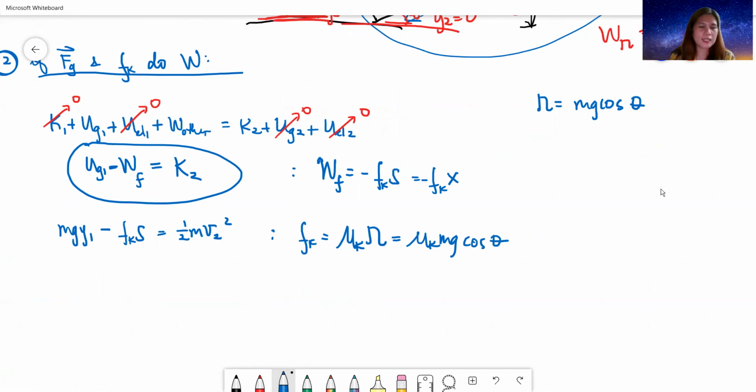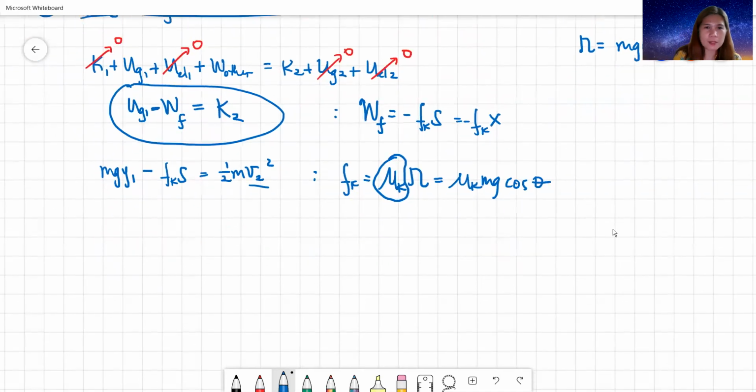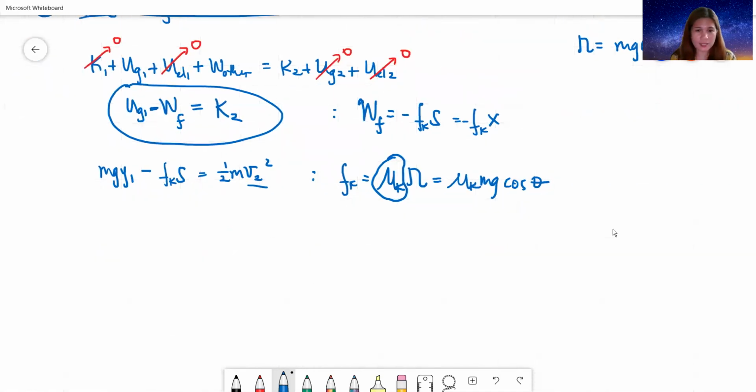Tapos, magdepende na yan kung ano yung pinapahanap sa iyo. Sometimes, pwedeng si coefficient of kinetic friction ang pinapasolve. Sometimes, si final speed, sometimes si height, etc. Depende na sa problem. Okay? I hope you are somehow getting the sense of it, no?